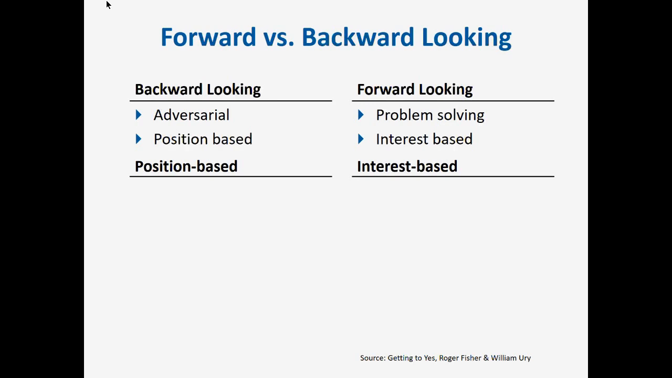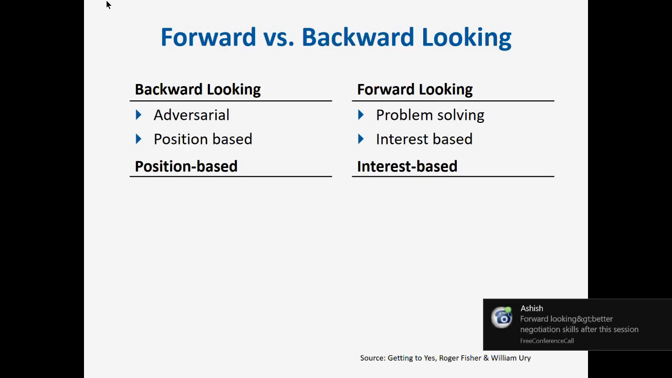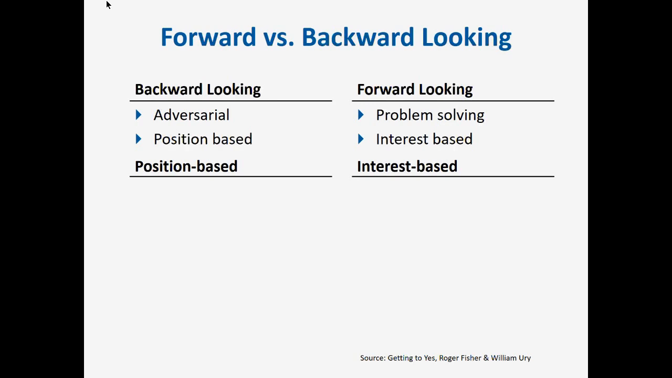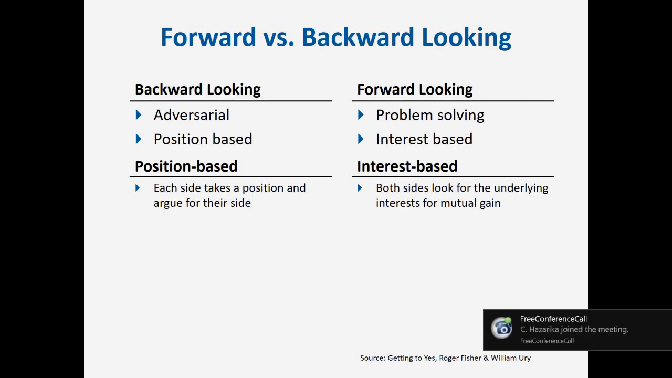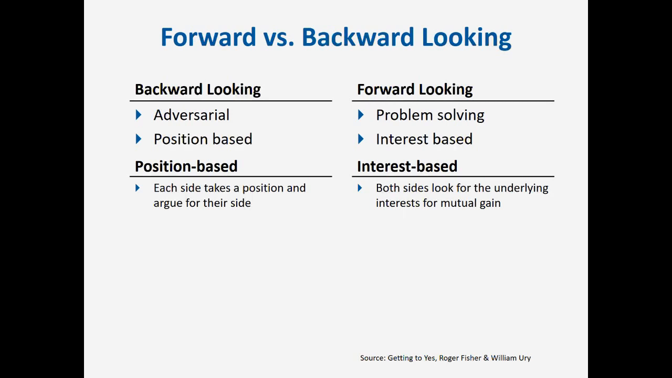And from a negotiation standpoint, and also from a literature standpoint, backward looking is usually called position based negotiation. What is position based? Well, the two sides take a position and then they argue for that position from their side. In interest based, which is more forward looking, both start off with some kind of a position, but the objective is to try to understand mutual interests and gain from the differences in the disagreement at this time.